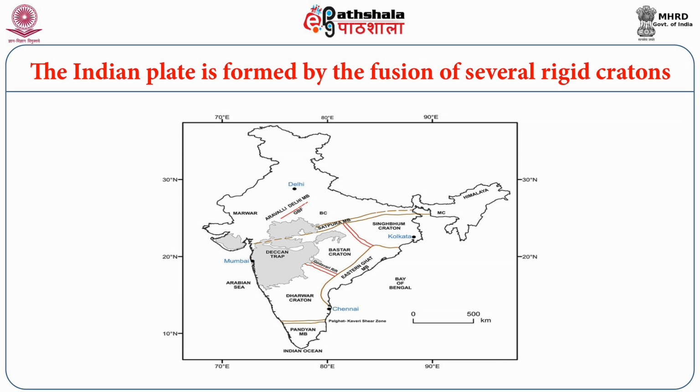the mobile belts such as the Eastern Ghats mobile belt and the Aravali Delhi mobile belt. Between these two mobile belts, we have cratons such as Bastar Craton, Dharwar Craton, Pandian mobile belt, Singhbhum Craton, etc. Their coming together has given rise to the formation of what is known as the Indian Shield.